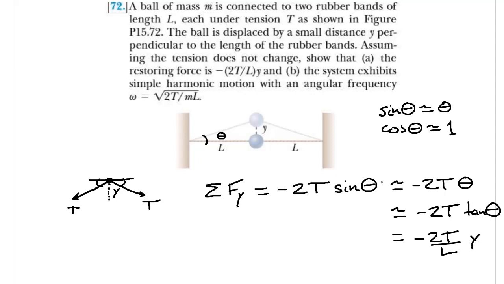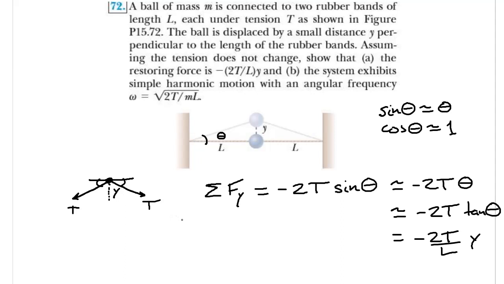Why did we go through the trouble of simplifying sine of theta for small angles? Because now you see the net force on the ball is just proportional to the displacement. Sound familiar? Sure, just like a spring or a pendulum. The force that acts on it is just proportional to the displacement, so I know it's going to be a simple harmonic oscillator. So what's the frequency going to be? By the way, we've answered question A, find the restoring force.